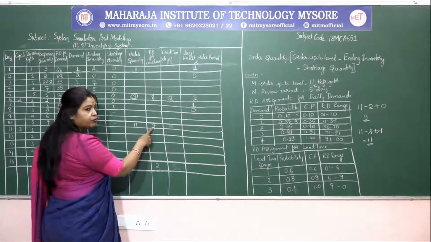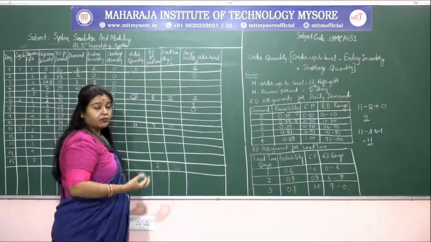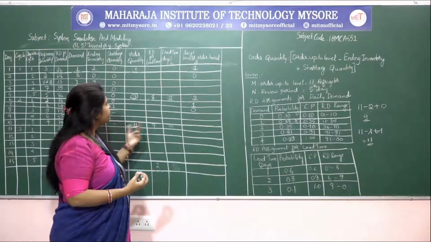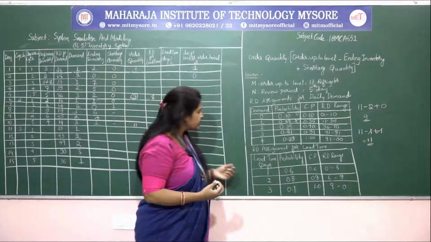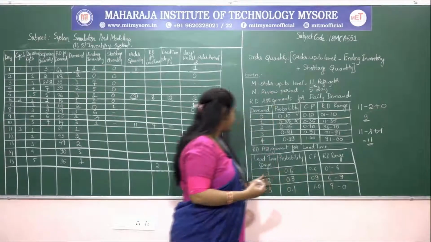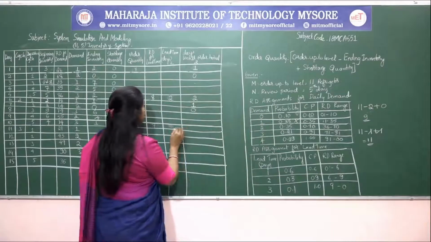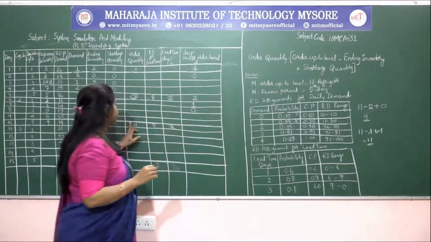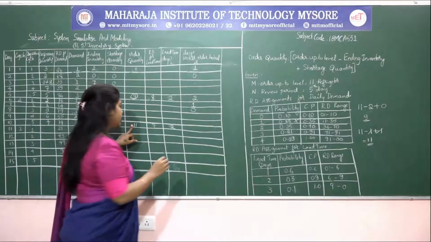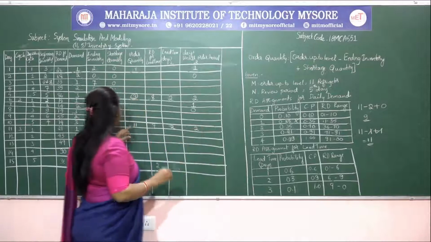They have given the random digit for lead time. After how many days are we going to get the 11 refrigerators? That is 7, and 7 lies between 6 and 9 again. After 2 days we are going to get 11 refrigerators. So we need to wait for another 2 days.